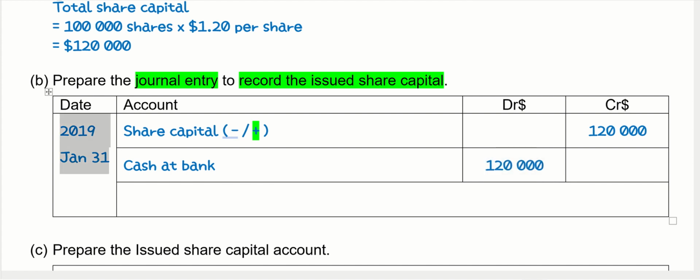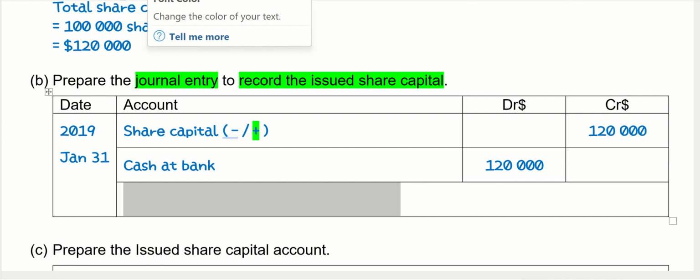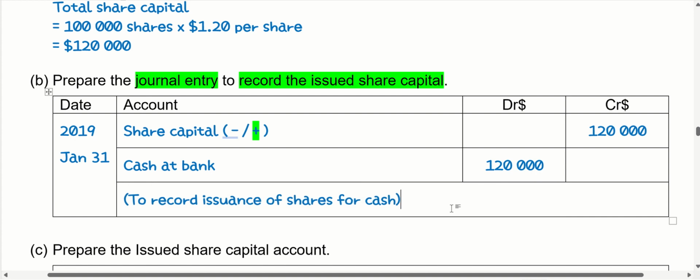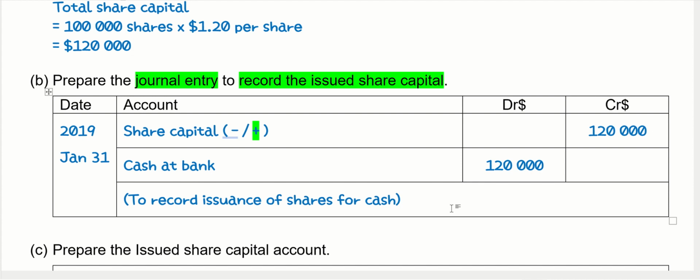What is the narration? The narration is a short summary of what this transaction is about. So the narration is to record issuance of shares for cash. That is my journal entry. If you need to pause, then you should pause.